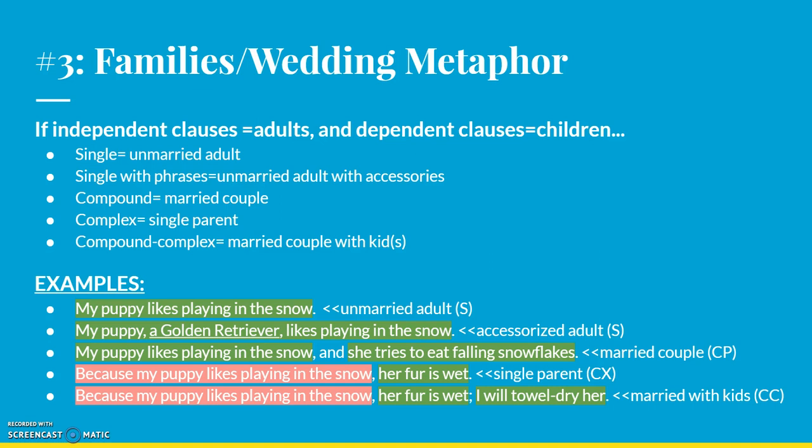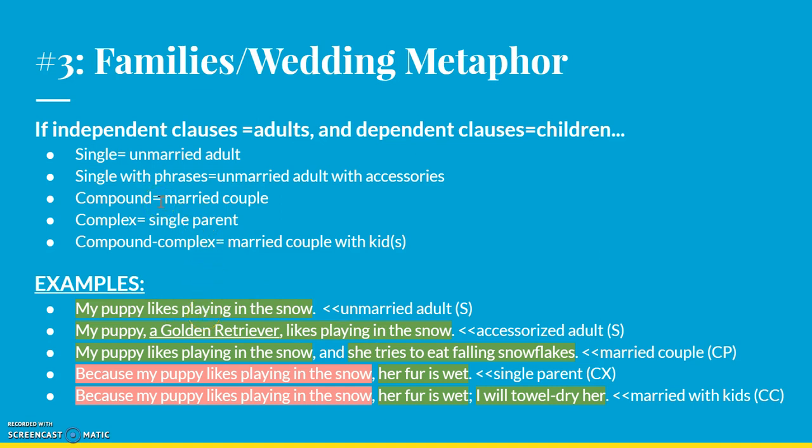Another kind of silly way you could remember sentence types is something that I actually do discuss in the other video, but I'm going to do it here again a little bit more concisely. I have kind of a dumb metaphor with families and weddings that helps me personally to remember run-ons and certain sentence types. So if you think of a single independent clause or a single simple sentence as an unmarried adult, and a single one with phrases as just an unmarried adult with accessories, so maybe a well-dressed one, then you can see number 1 and 2 down here as like one single adult.